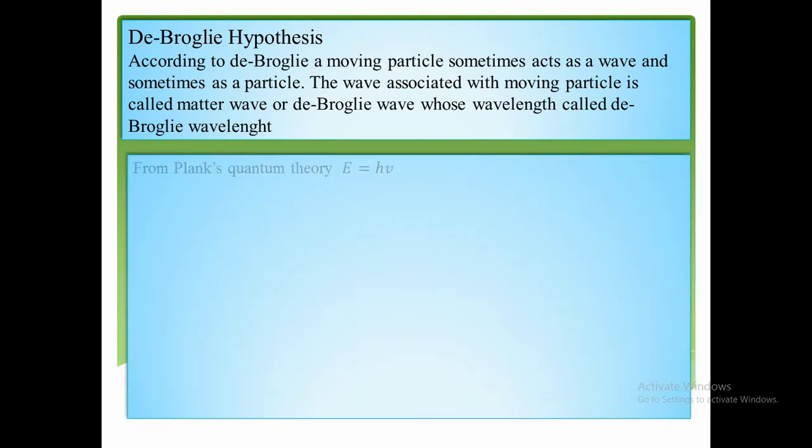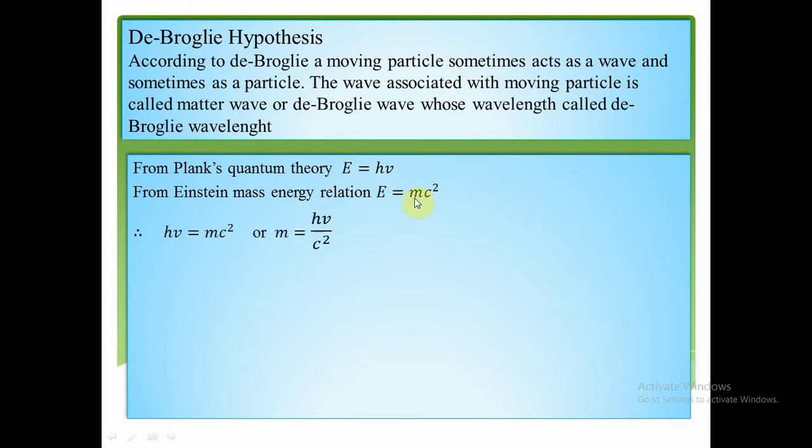Let's consider Planck's quantum theory. According to Max Planck, the energy of the incident photon is given by E equals h nu, and the Einstein mass-energy relation gives E equals mc square. If we equate these two equations, because both represent energy, we get h nu equals mc square. Simplifying for mass m, we get h nu divided by c square.